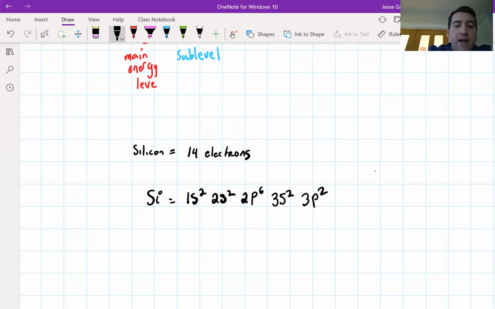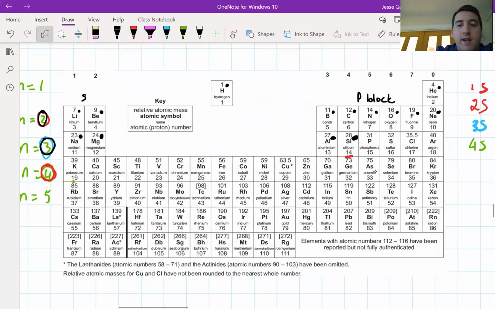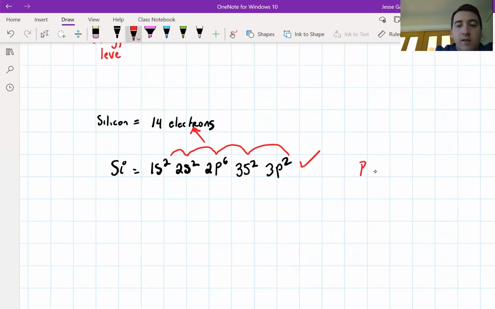Okay, so that there is the electronic configuration for silicon. If you want to check, add them all up. So add all these numbers up and you should get 14. So 2 plus 2 plus 6 is 10, plus 2 and 2 is 14. And that's how you'll know that it's correct. Okay, so I also want you to write down beside them when you're doing these next ones what block they belong to. Well, here I can see, here's silicon and it's in the p block. So this is a p block element.